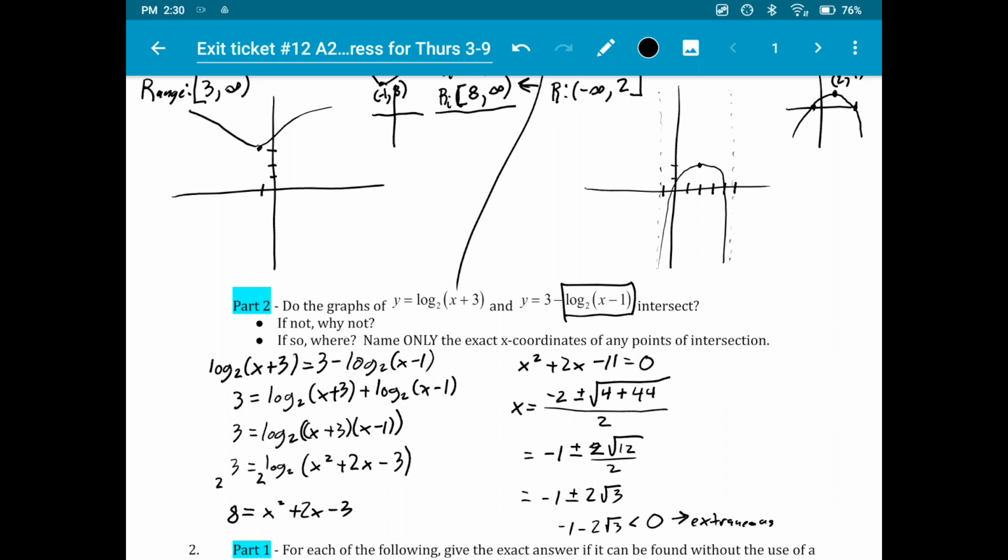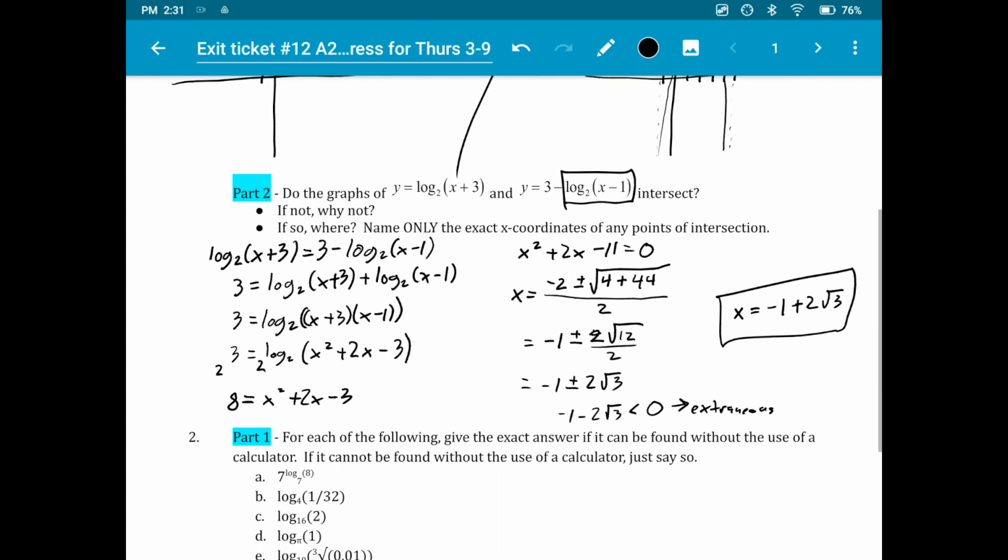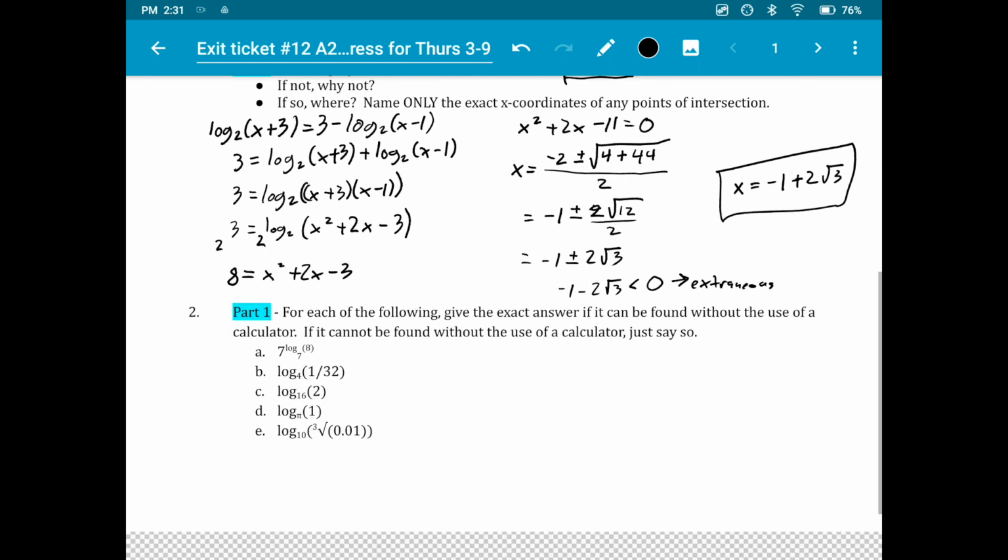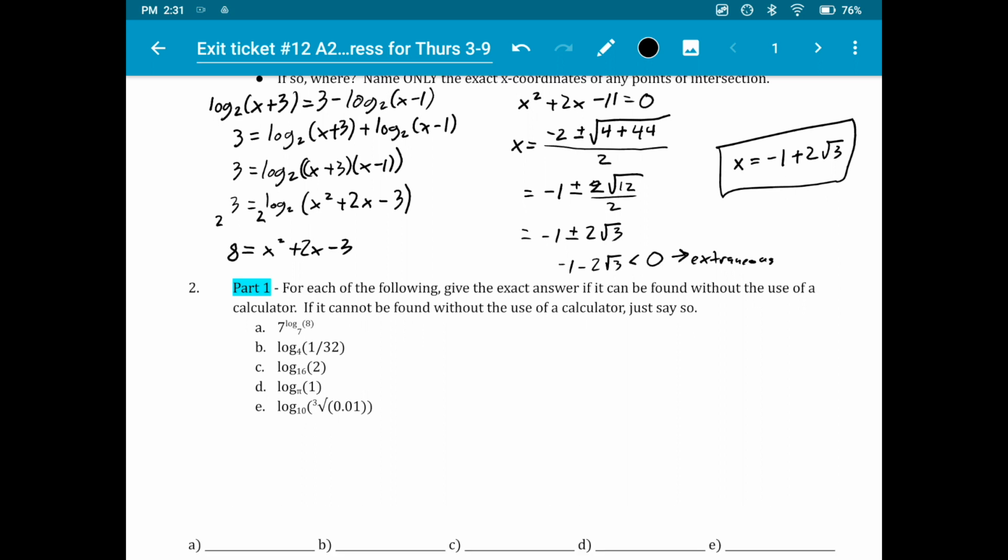So the actual answer is x equals -1 plus 2 root 3. And that is the only place where they intersect. Okay, now let's look at part 2.